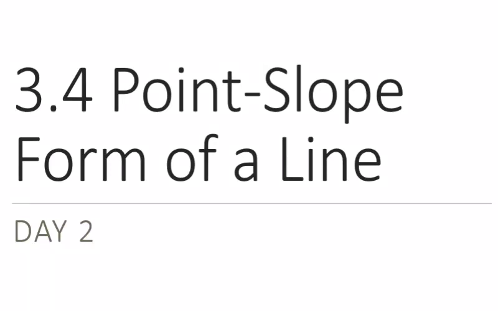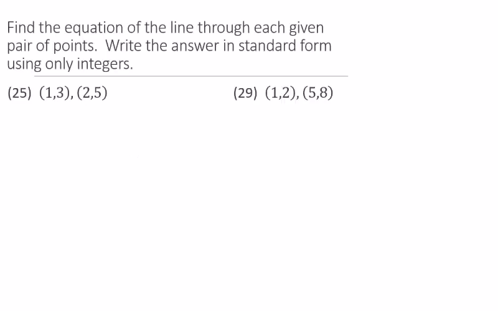Hello everybody. We're going to work on point slope form again in section 3.4 of the book. And so let's start out with an example. Here we're given 2 points and we're asked to find the equation of the line through the pair of points. And we want to get our answer in standard form.